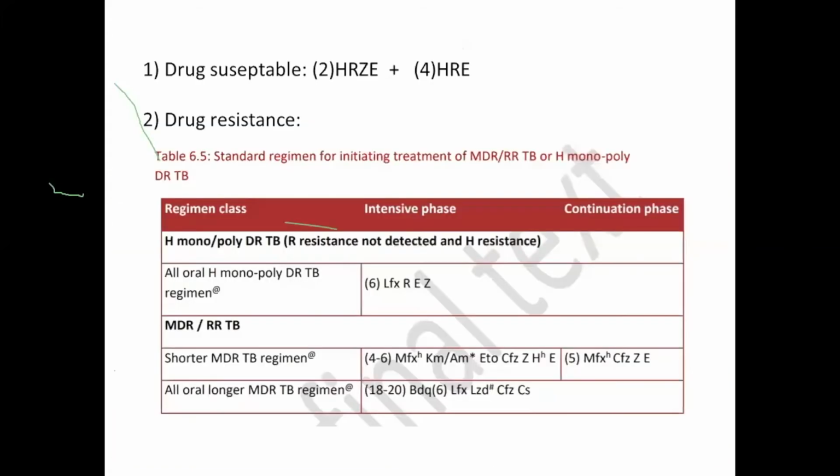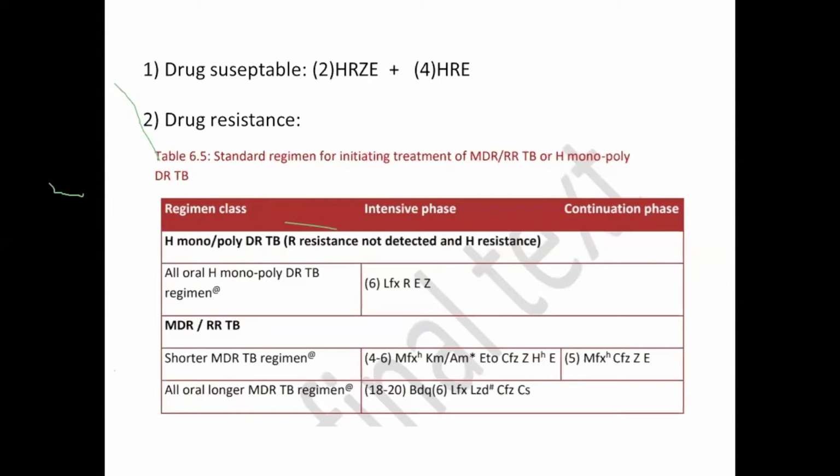So in a drug susceptible patient, 2 months HRZE and 4 months HRE. For H mono or poly drug-resistant TB, we have to give levofloxacin, rifampicin, ethambutol, and pyrazinamide for 6 months. And for MDR or rifampicin resistant TB, there are the shorter MDR TB regimen and the all oral longer MDR TB regimen.